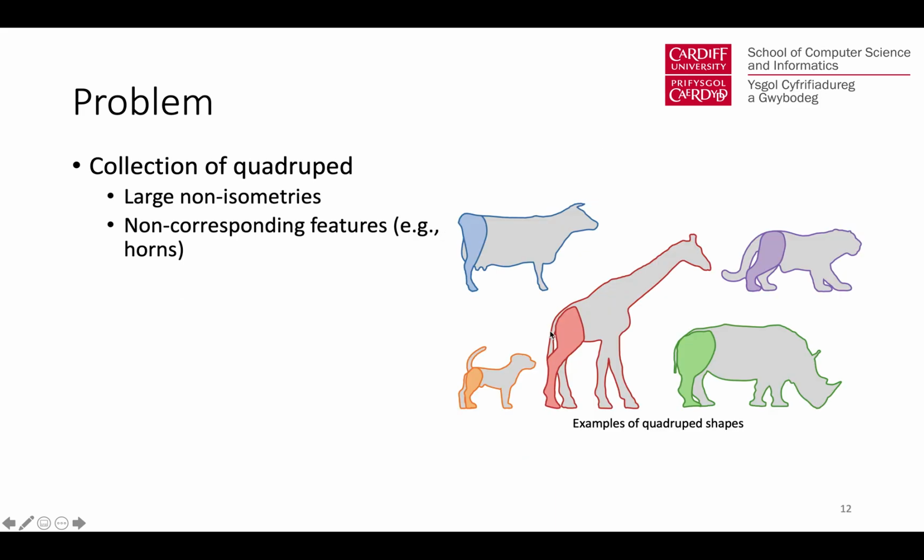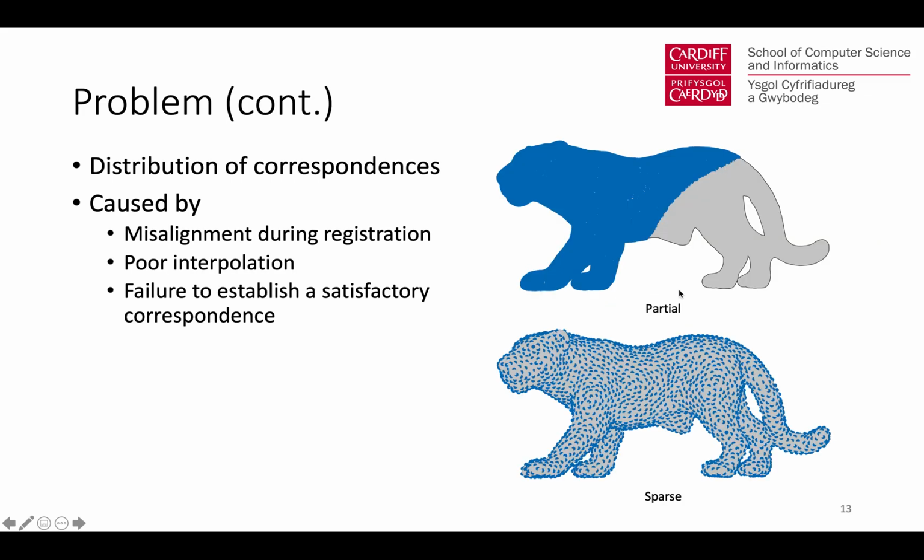You can see that there are significant changes in terms of shape and length, and they also have non-corresponding features. For example, the horn appears here but not on other quadrupeds.